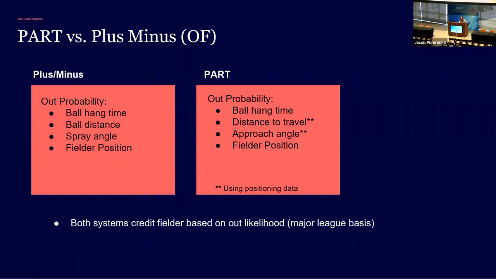But where these systems differ is how we determine the probability of making an out. Under plus minus, as I said, we don't have fielder coordinates. We can only assume that balls of similar characteristics have similar out rates. That can be true a lot of the time, but fielder position is super important. Under PART, the parameters for determining out rate are instead batted ball hang time, distance to travel, and approach angle. I should note that the distance and the approach angle are as the crow flies, or rather the fielder's direct path to the ball. So if he broke the wrong way initially and then broke the right way, we don't know that happened, but that's okay because he should probably be penalized for breaking the wrong way in the first place.